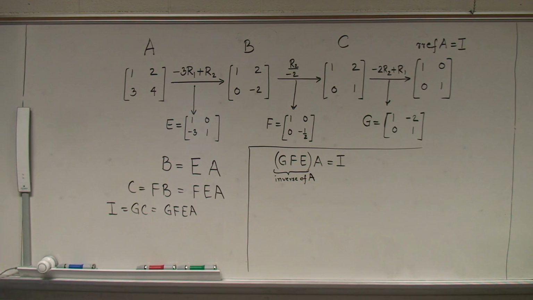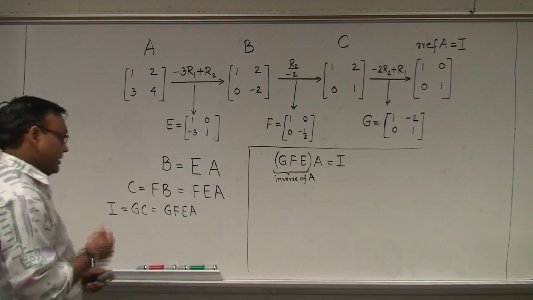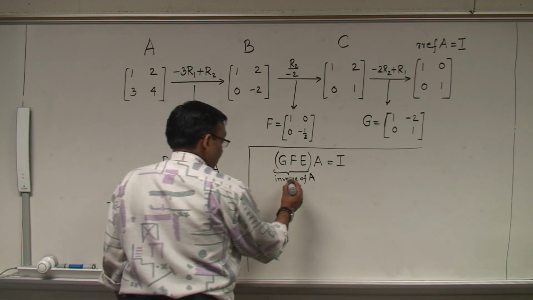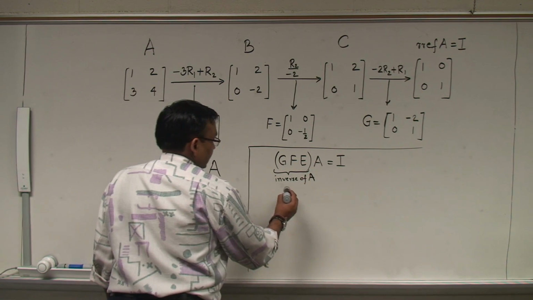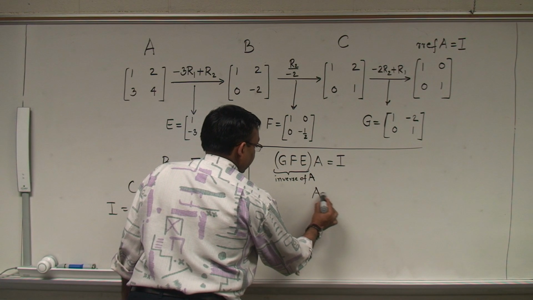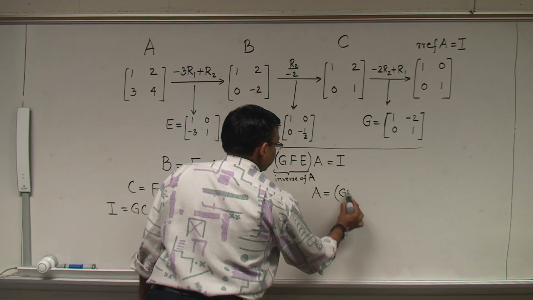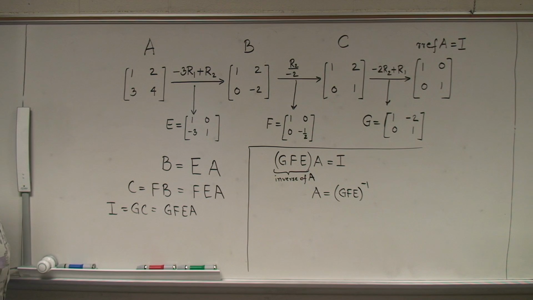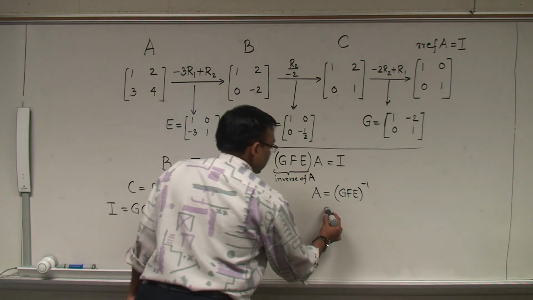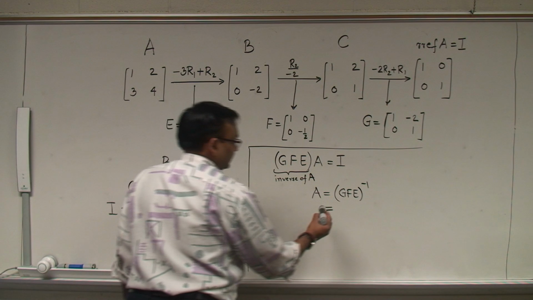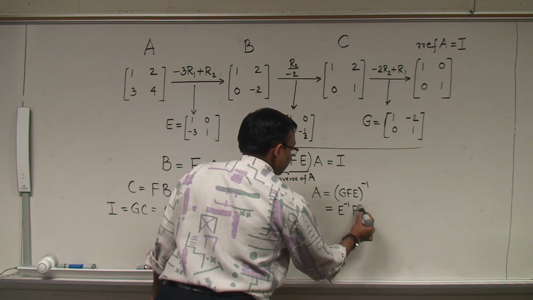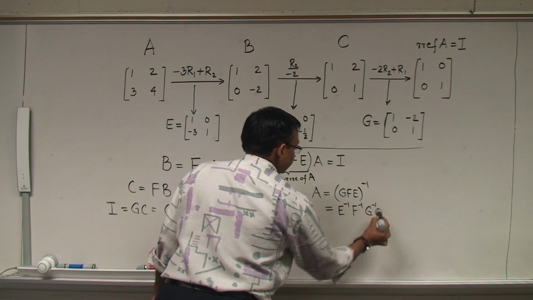However, I claim that A itself can be written as a product of elementary matrices. So the question is why? Well, since this is the inverse of A, that means it is itself invertible. So can I write A as GFE inverse? And if I use that property of inverses that I just did, can I say this will be E inverse, F inverse, and G inverse.